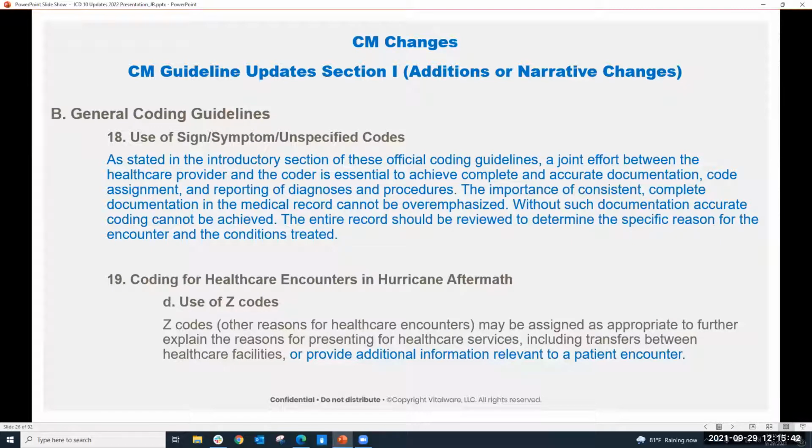Here on number 18, use of sign, symptom, and unspecified. Here they're just highlighting the importance of specificity once again, and that it's a joint effort between the coder and the doctor to get accurate coding. Number 19, coding for healthcare encounters in hurricane aftermath and the use of Z codes. Here they're just saying that they added the statement or provide additional information relevant to a patient encounter as a reason why a Z code could be used.